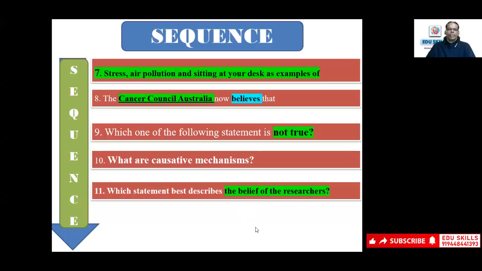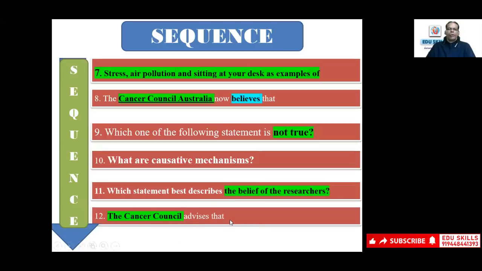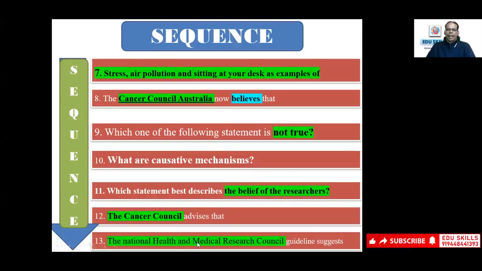Belief means opinion. Okay. The Cancer Council advises that. Again, the name is there, advice. So there will be some advisory, should, all those expressions. So the National Health and Medical Research Council, like the Cancer Council Australia, there is one more name given, the National Health and Medical Research Council. So this way it goes. Guidelines suggest, again suggestion. It's not must, but should. So some suggestions will be there. This is the sequence of the questions, which you can easily identify as you go through the questions.